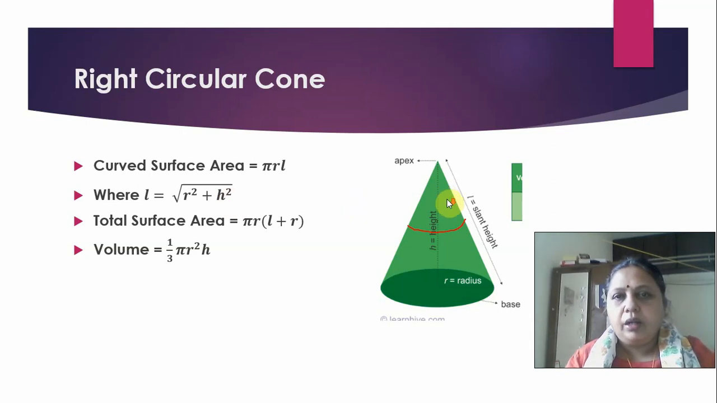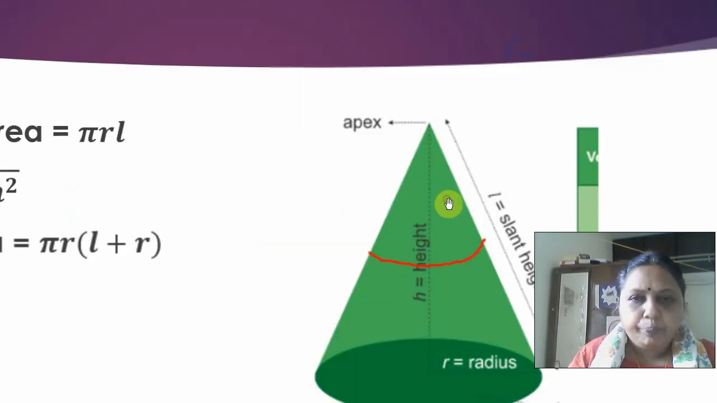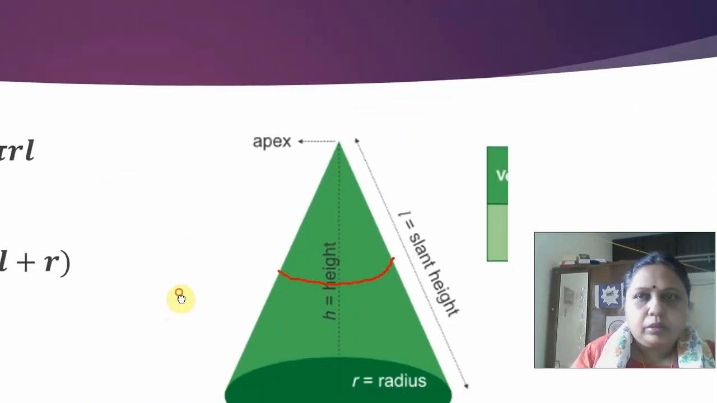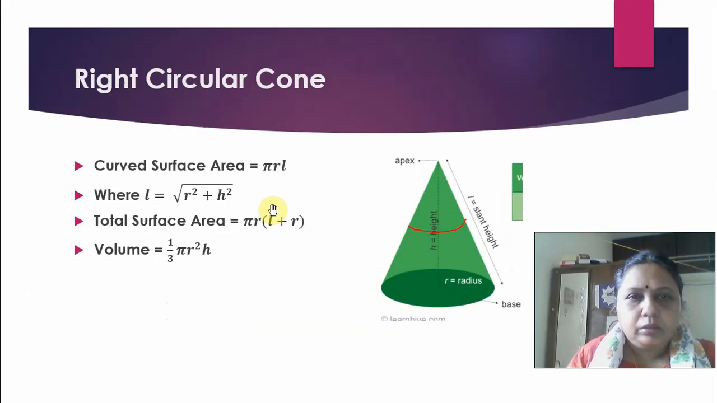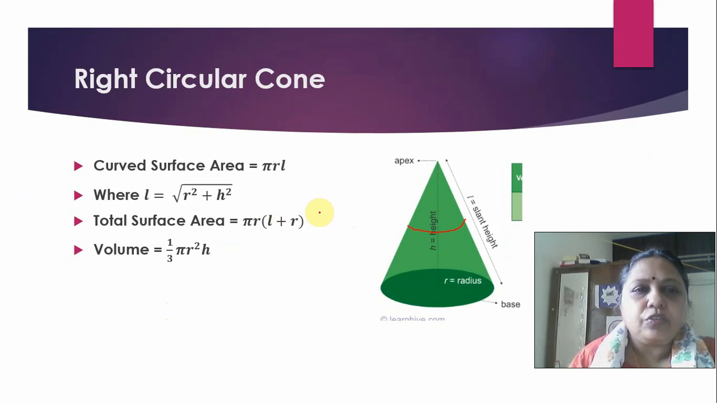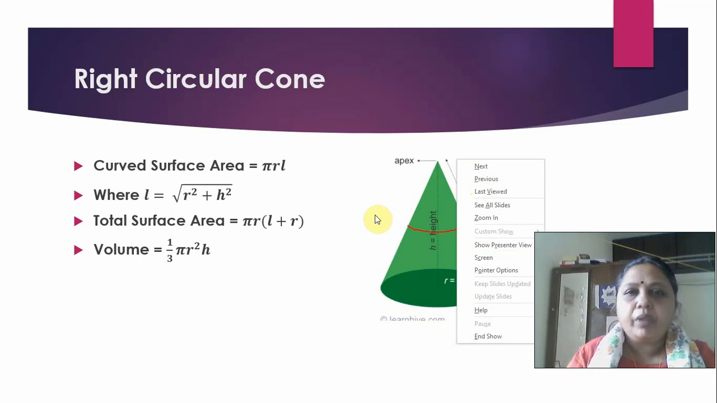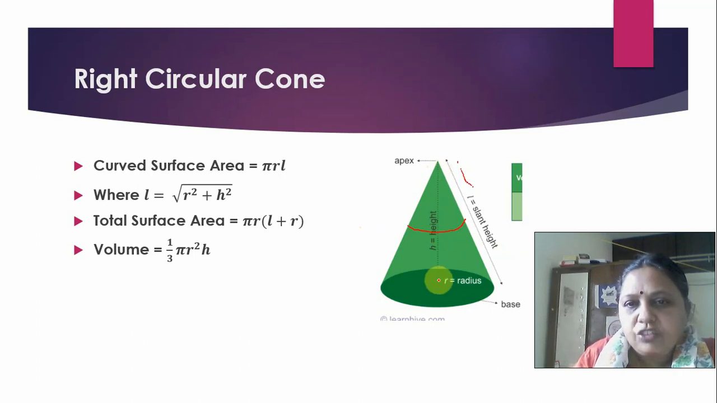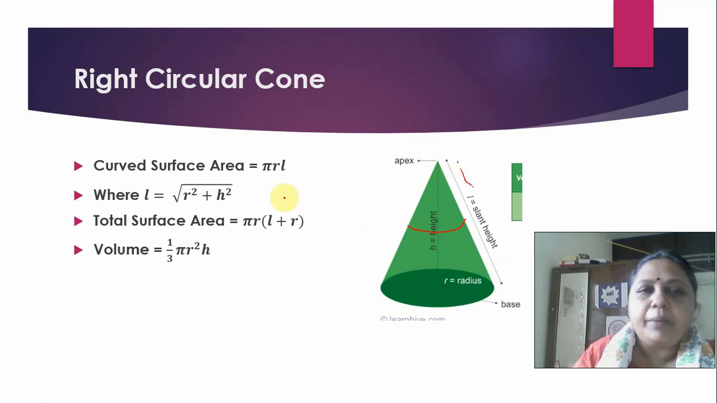Now let us look at this figure even better. This is called the slant height, isn't it? It is given by root of r squared plus h squared. This is a right angle triangle. h and r form a right angle triangle. So L is given by root of r squared plus h squared.